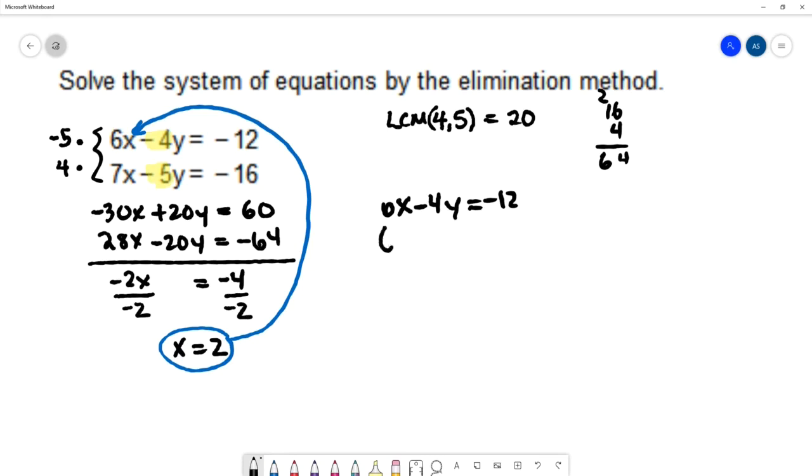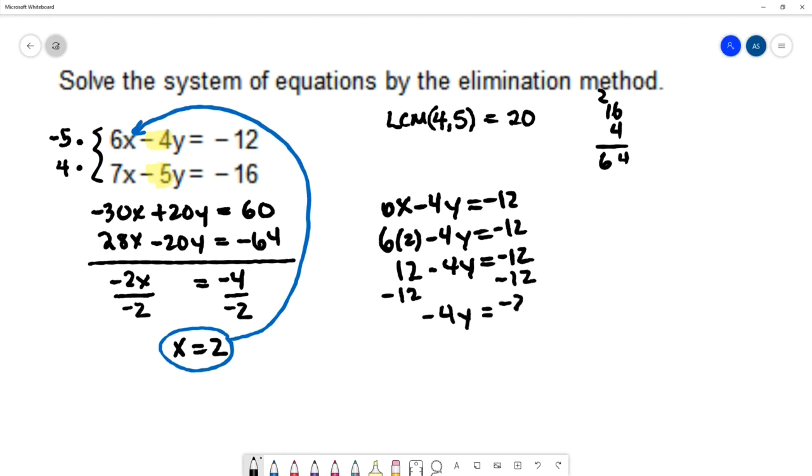give 6 times 2 minus 4y equals negative 12. That's 12 minus 4y equals negative 12. I'm going to subtract 12 on both sides, and I have negative 4y equals negative 24. Divide by negative 4, and I have y equals 6. So this gives us our solution (2, 6) to that system of linear equations.